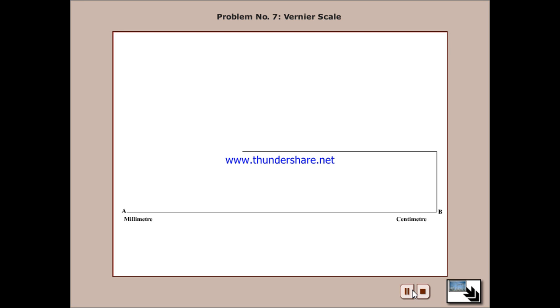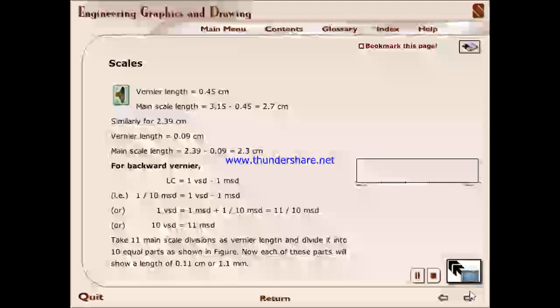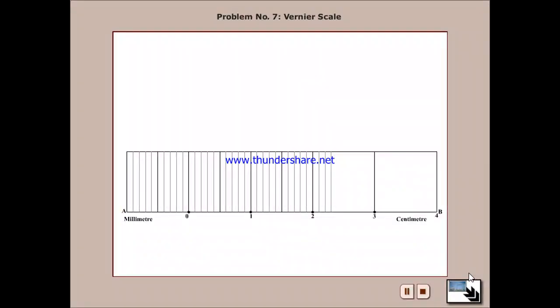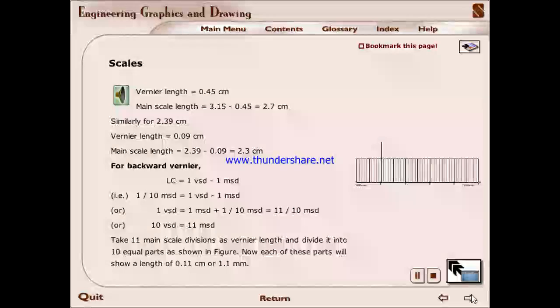Similarly, for 2.39 centimeters, vernier length is equal to 0.09 centimeters. Main scale length is equal to 2.39 minus 0.09, that is equal to 2.3 centimeters. For backward vernier, least count LC is equal to 1 vernier scale division minus 1 main scale division. That is 1 by 10 MSD is equal to 1 VSD minus 1 MSD. 1 VSD is equal to 1 MSD plus 1 by 10 MSD, that is equal to 11 by 10 MSD. 10 VSD is equal to 11 MSD.